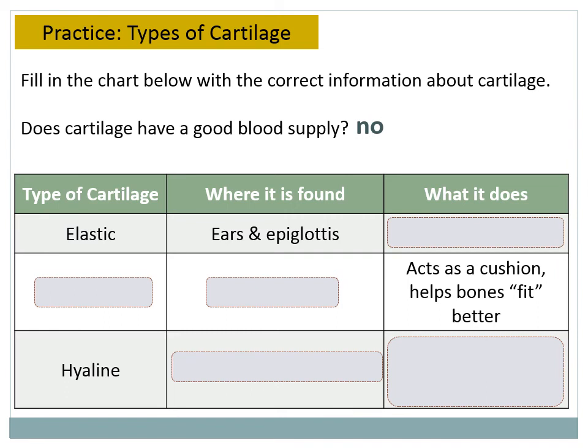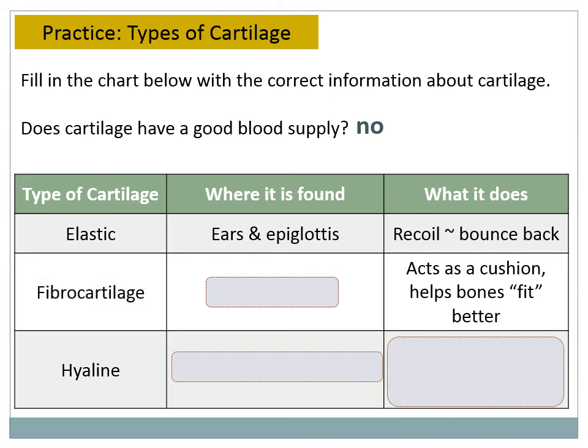So what does elastic cartilage allow for? Yeah, it allows for some recoil, some bounce back, right? So it allows us to have some bounce back. What type of cartilage acts as a cushion to help bones fit better together? Good, that's fibrocartilage. Where do we find fibrocartilage?